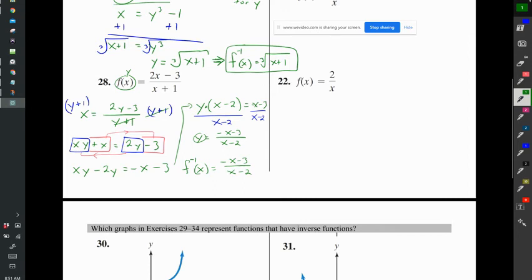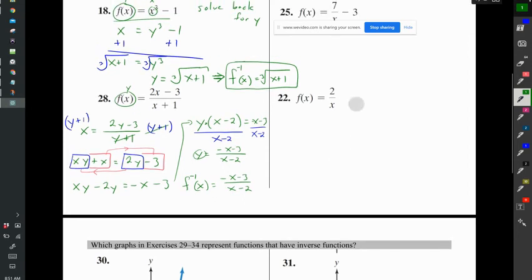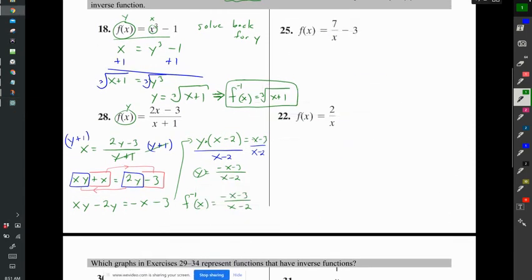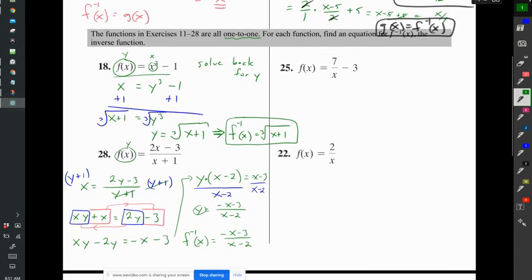And just one quick note. Well, let's do one more example, then we'll do that. I'm going to leave 22 to you guys, see if you can handle that. But let's check out 25 here really quick. So I've got, again, y instead of that f. I'm going to switch those. So I'm going to get x equaling 7 over y minus 3.